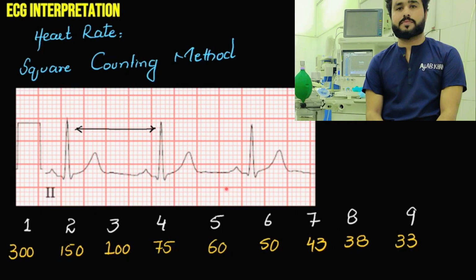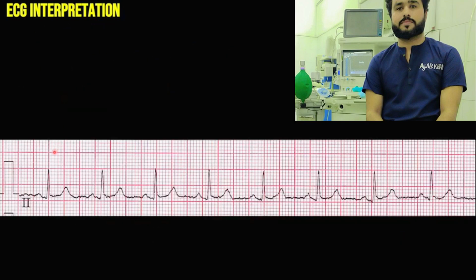So this is the simplest method to calculate rate from ECG. Now, if you look at this ECG, there are 1, 2, 3, and almost 4 large boxes between the QRS complexes. So the rate of this ECG is 75 beats per minute. This is the simplest method. Now we will calculate rate by square counting method in this ECG. Now if you count the squares, one large square, 2, 3, and almost 2/3 of the third one. So 300, 150, 100, and a little less than 100. So we call the rate as 90 beats per minute.